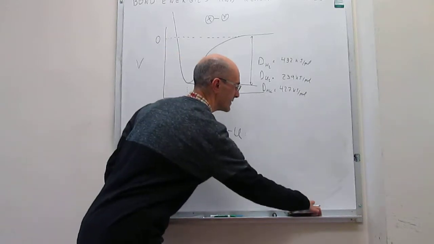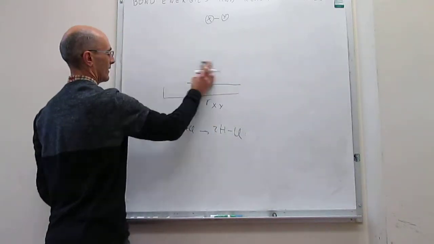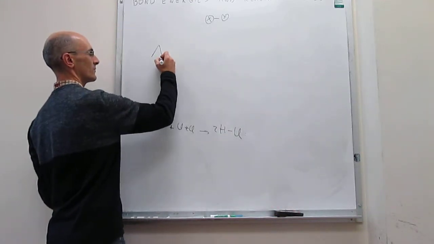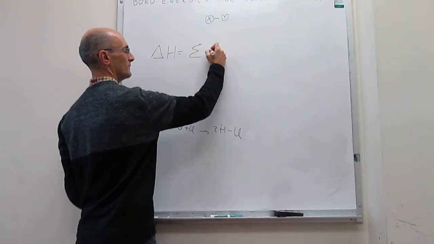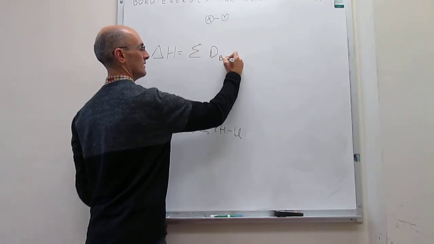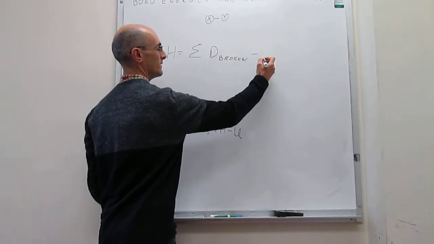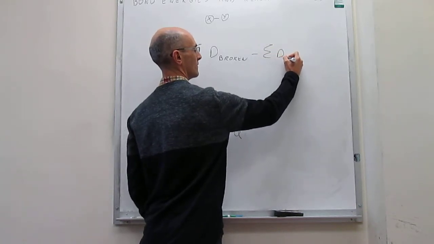We can actually write that down using an equation that is very simple. The energy in a reaction is simply going to be equal to the sum of the bond energies, the energies of the bonds that are broken, minus the sum of the energies of the bonds that are formed.